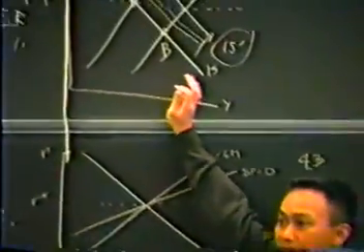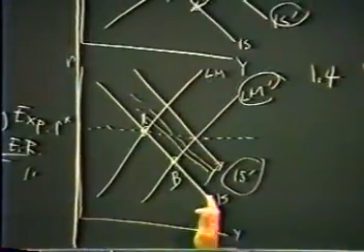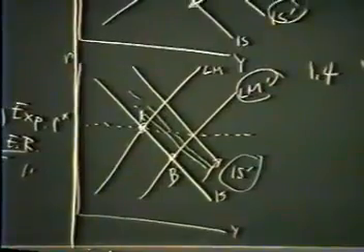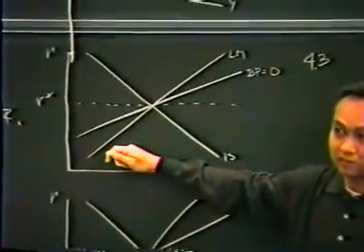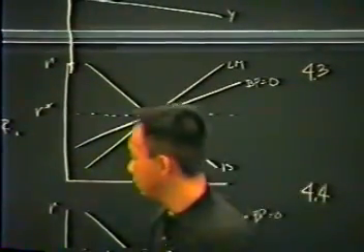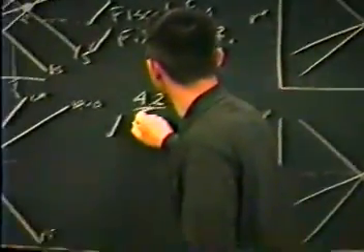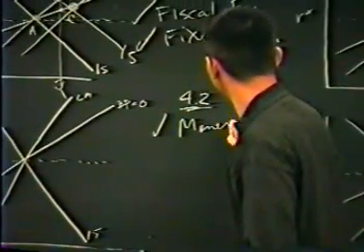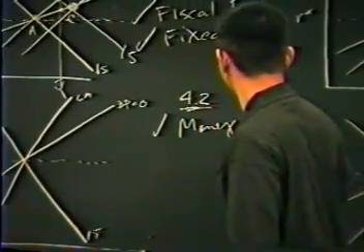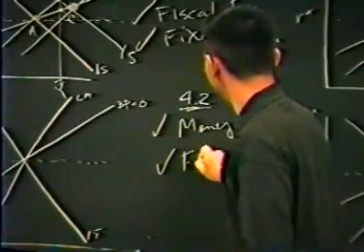So the particularity here, it says, does not go back to R star. Yes, that's true. So that was an important comment. Whereas here, every time we do something to the economy, we end up at R star. Here, we need not end up at R star. 4.2 is monetary expansion, fixed exchange rate.